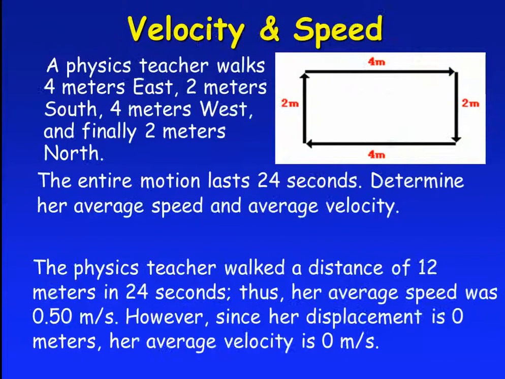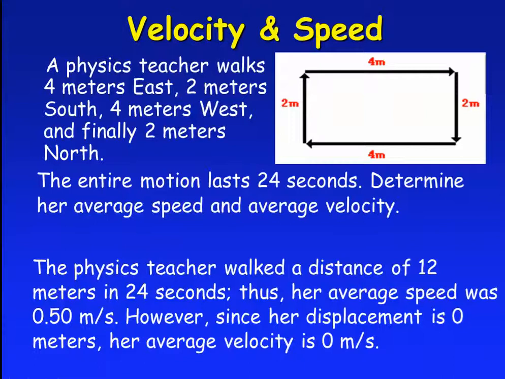I walked a distance of 12 meters, right? My total distance was 2 plus 4 plus 2 plus 4. That's 12. And it took me 24 seconds. So my average speed was 0.5 meters per second.